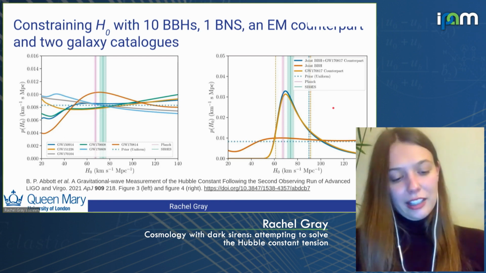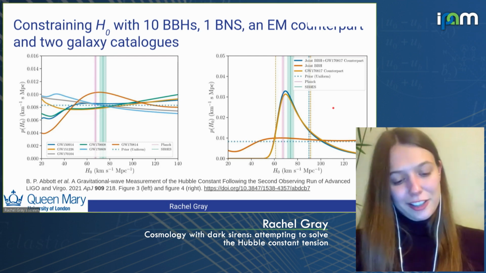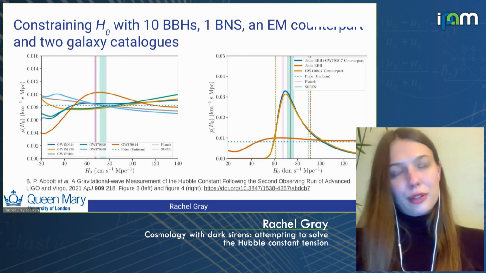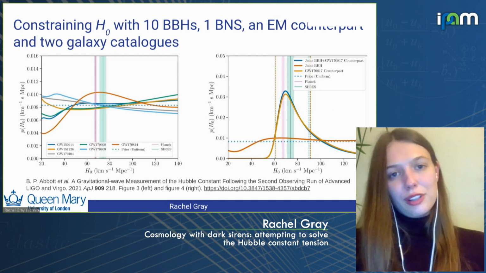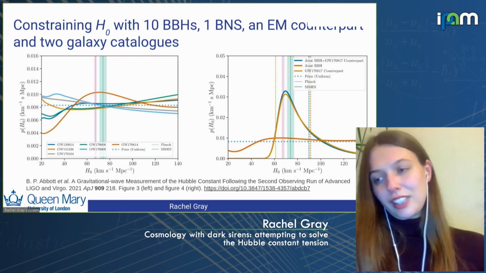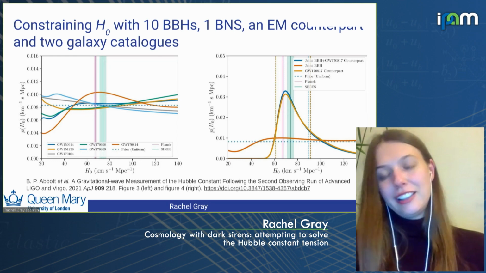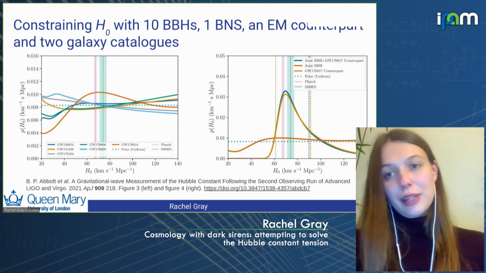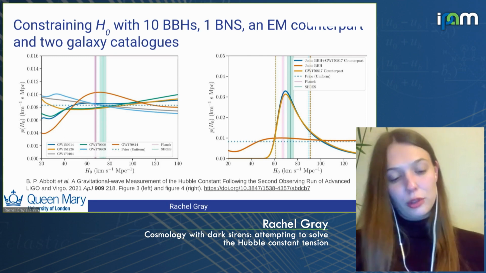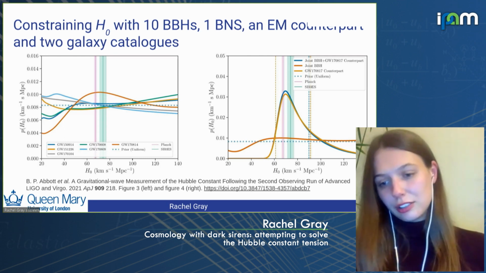I should say, for all this talk of dark sirens, the idea is, of course, to always make the most use of all the information available. If an event has an electromagnetic counterpart, of course, we're going to try and use that. And then the idea is to combine all of the measurements together at the end to get the best possible, most informative measurement on H0.